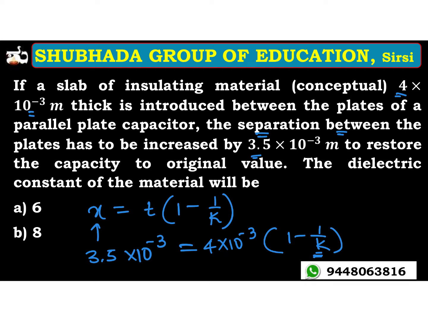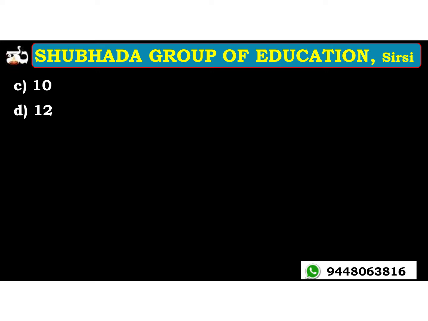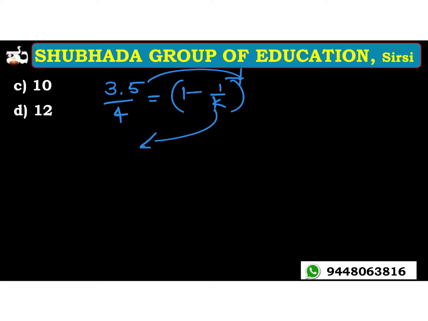So I will just take 4 into 10 to the power of minus 3 to LHS, so that it will become the denominator. So how much will we get here? 3.5 divided by 4 is equal to 1 minus 1 divided by K. Again I will take 1 by K to LHS and 3.5 divided by 4 to the RHS. So how much will I get here? Therefore 1 divided by K is equal to 1 minus 3.5 divided by 4. It should be how much? 0.5 divided by 4.